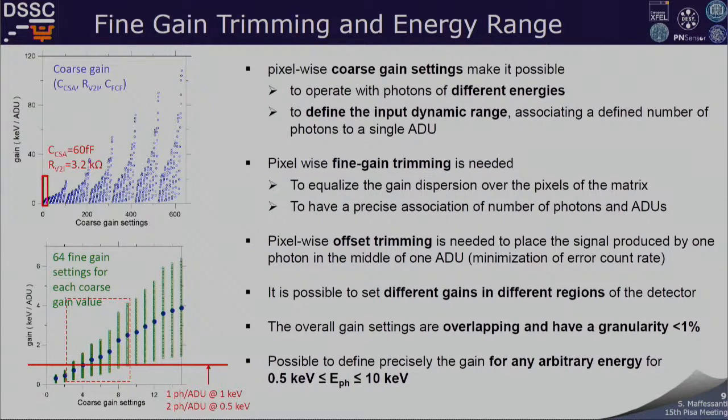From these plots, you can see that we have overlapping gains for the coarse gain settings, and we can finally have a granularity considering both the coarse gain setting and the fine gain settings. We have a granularity of the gain of 1% that allows us to define precisely the gain for any arbitrary energy between 0.5 keV to 10 keV.